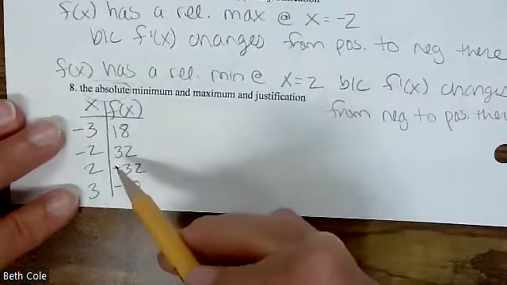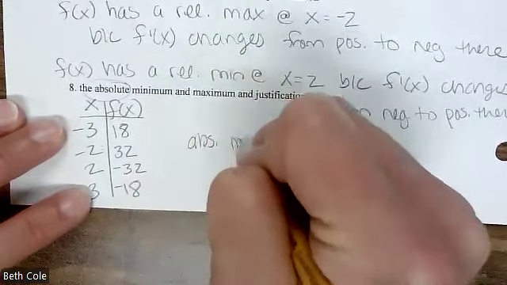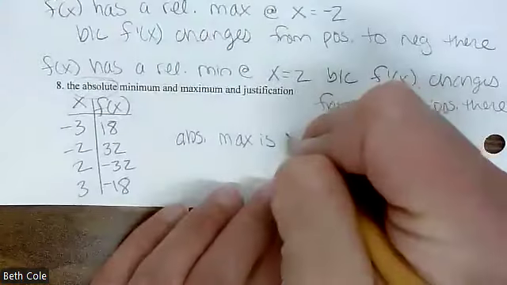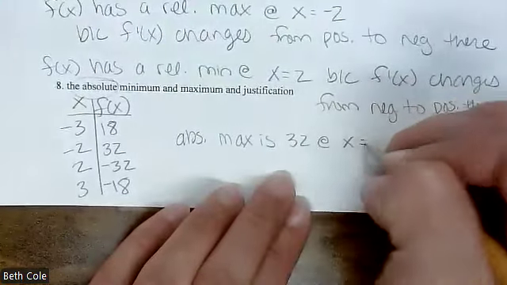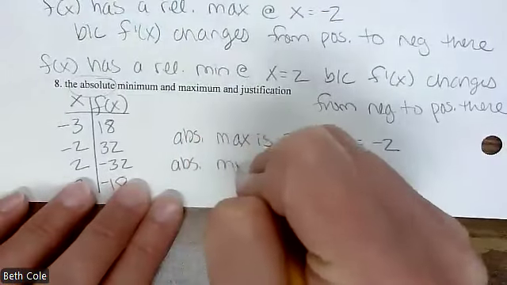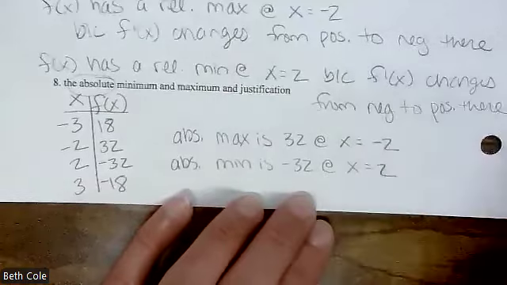The justification is the chart. You just have to write the answer. So absolute max is what? 32 at x equals -2. And then absolute minimum is -32 at x equals 2.